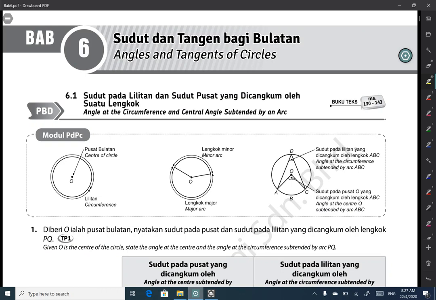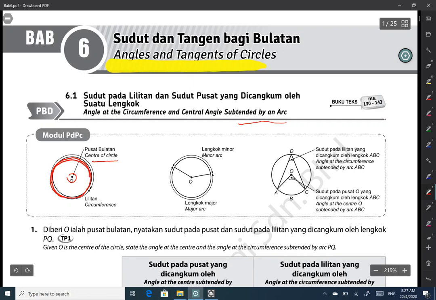Okay, today we learn chapter 6. This is angle and tangents of a circle. Angle at the circle and the center angle subtended by an arc. Before we go to the angle, we learn some properties for the circle. So this one we call the center of the circle, and this one the outside, the length for this one we call circumference.